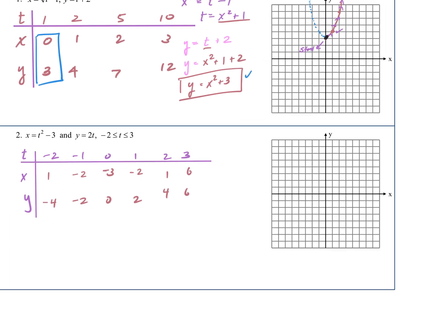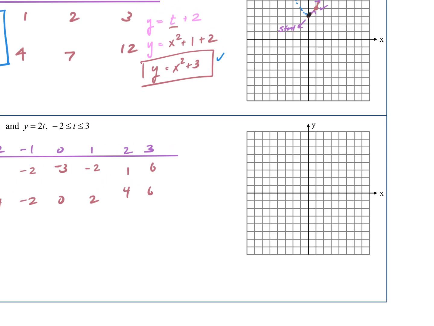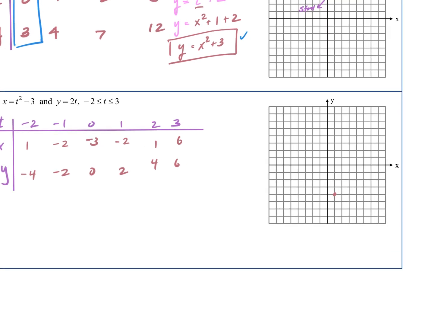So again, I went ahead and I graphed it. We're starting at 1, negative 4, so that's my start point. 2, 3, 4, so I'm starting this way. And then negative 2, negative 2 is like that. Negative 3, 0.